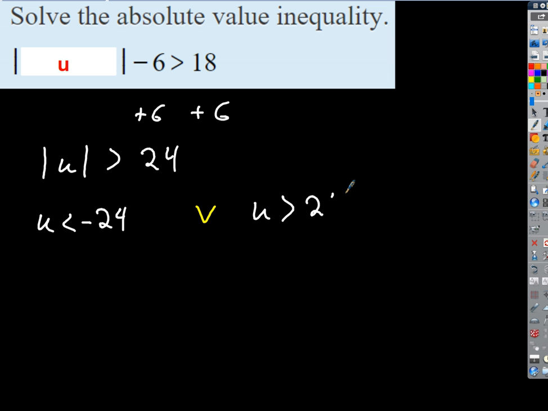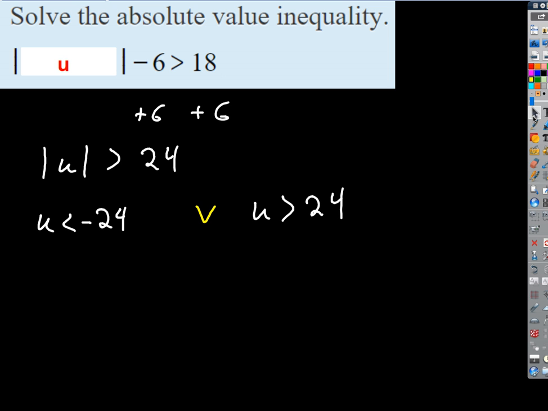So what's our strategy going to be here? Plus 6. Good. We're going to add 6 to both sides. And that gives me the absolute value of u is greater than 24. So what's the trade I make? If the absolute value of u is greater than a number, then u is either less than -24 or u is greater than +24.